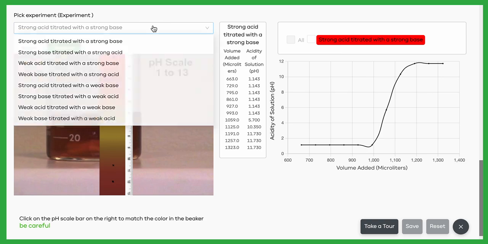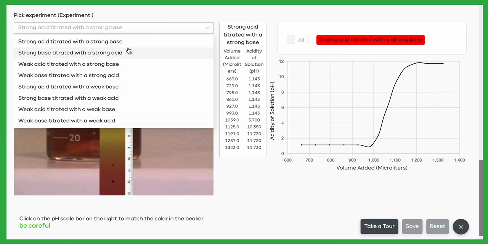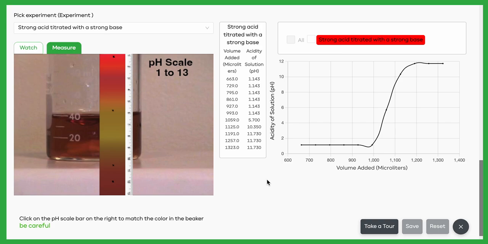So go ahead and do all 8 different combinations of strong acid and strong base, weak acid, weak base, and vice versa, all of them combined. Once you're done, try to figure out if the reagent strength affects the sharpness of this endpoint in this lab about acid-base titration.